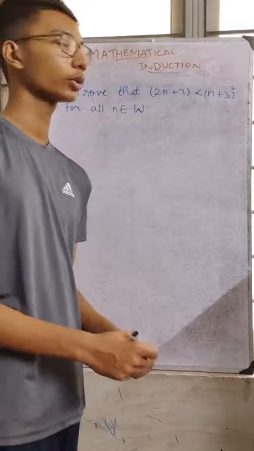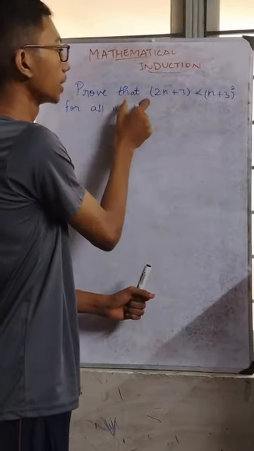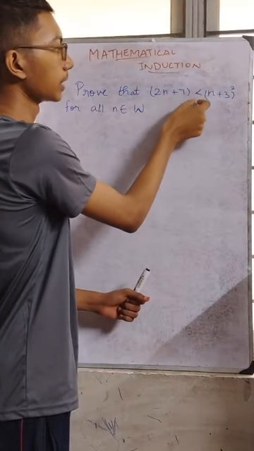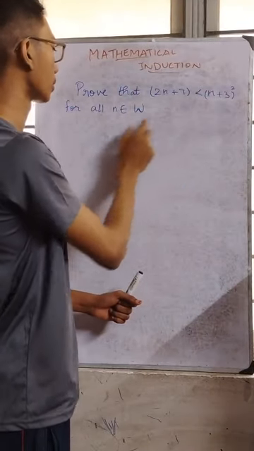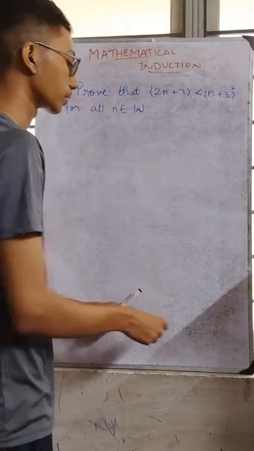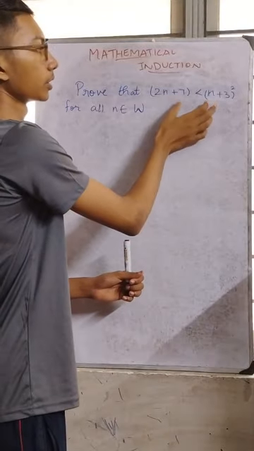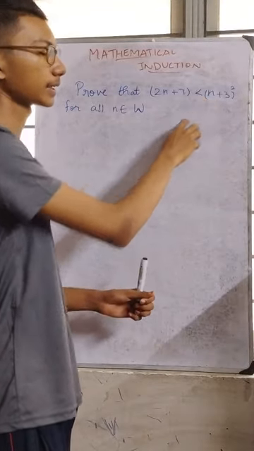In this video, we are going to prove by mathematical induction. So what the proof is: prove that 2n plus 7 is less than (n plus 3) the whole square for all n belongs to whole numbers. So here n belongs to whole numbers, and this expression is actually an inequality, a less than symbol.